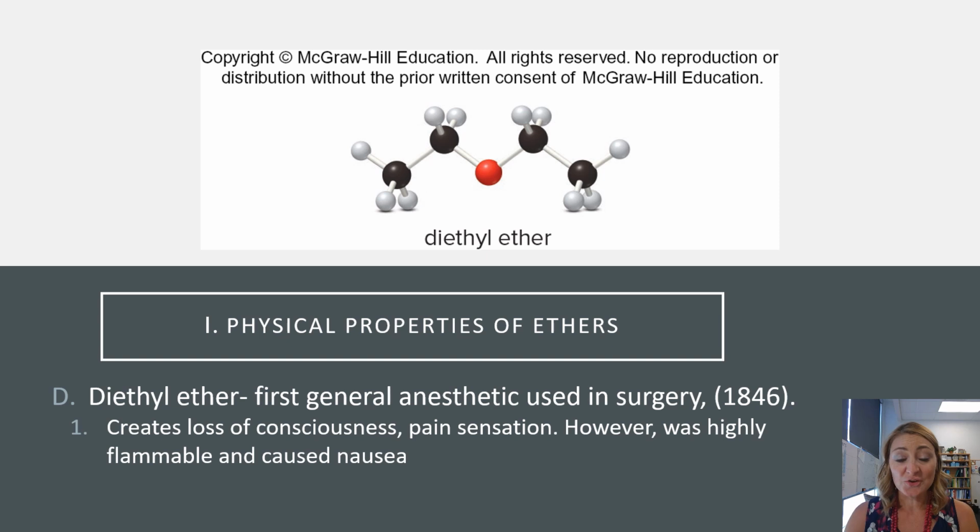Diethyl ether is shown in the molecule above and is absolutely one of my favorite molecules to talk about. Diethyl ether was the first general anesthetic used in surgery. So this was used in approximately 1846, back when surgery was not as sophisticated as it is now. Diethyl ether creates a loss of consciousness, so it causes a patient to black out. They also are going to lose their pain sensation. So whatever you're doing to them in the surgery, they're not going to feel.